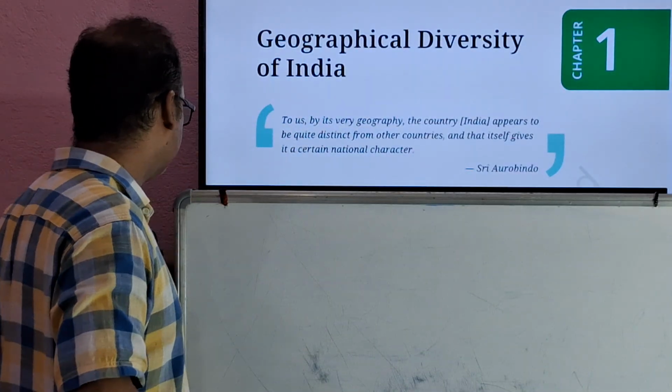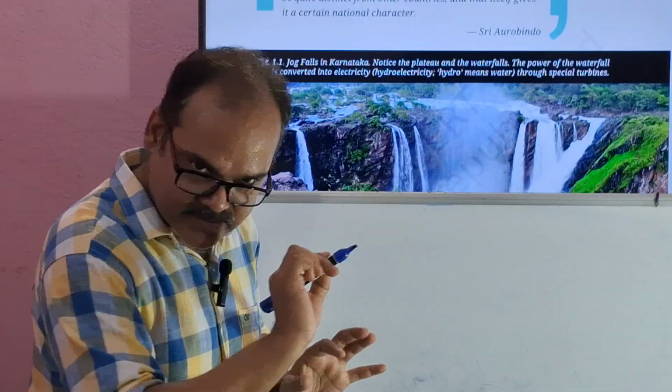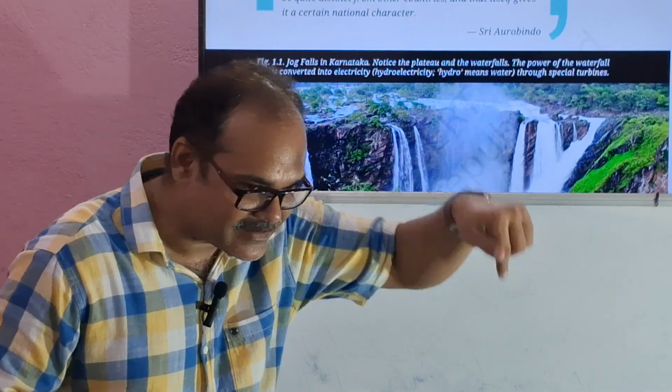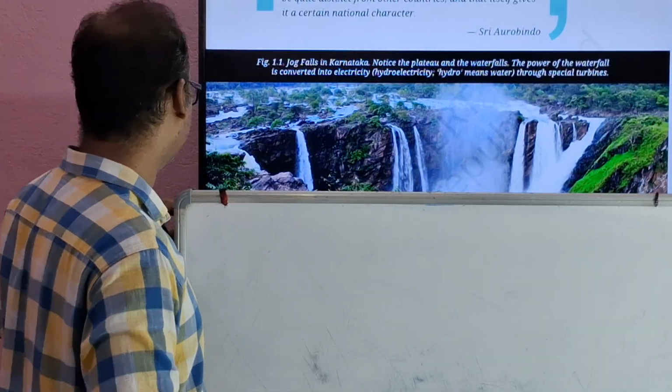Now, let's move. You can see here Jog waterfalls. Please mark in your book where Jog waterfall is. Jog waterfall is in Karnataka. And where is Karnataka? It is in the southern part of India.